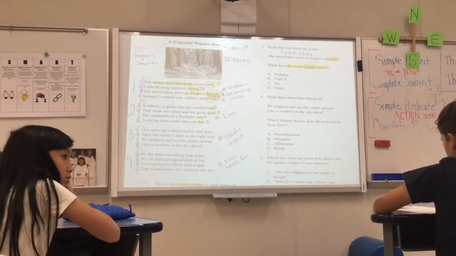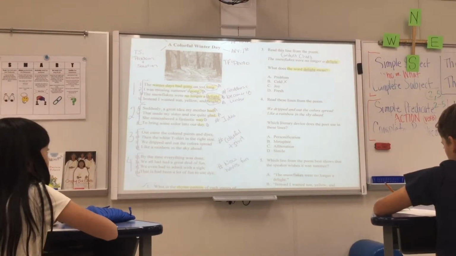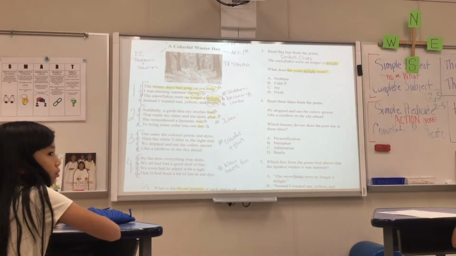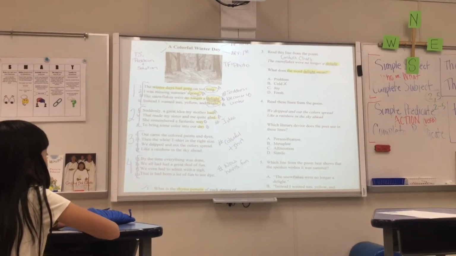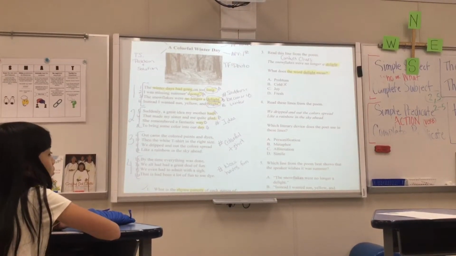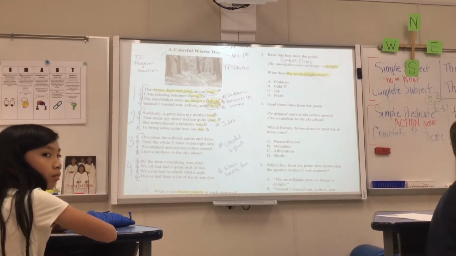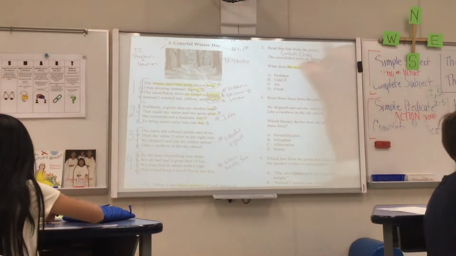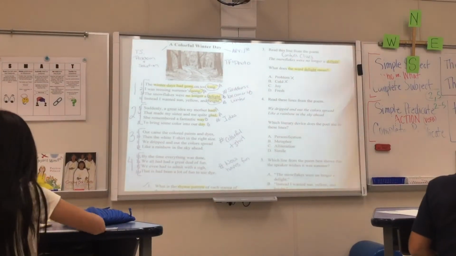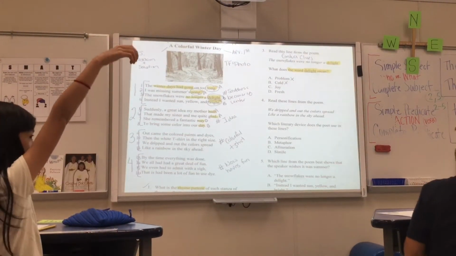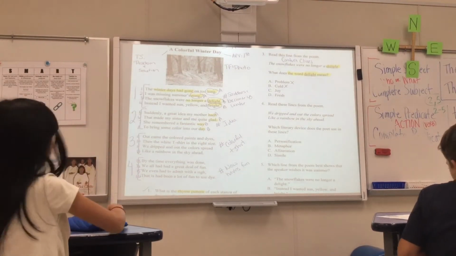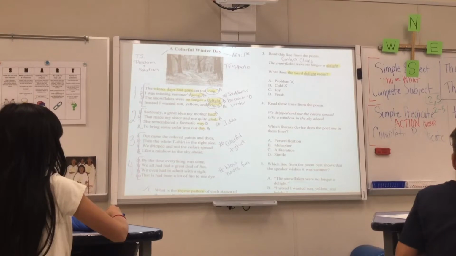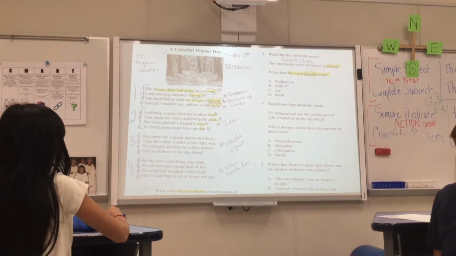Joy? Why joy? What does joy mean? It means like happiness. Okay, delighted. Alex, what were you going to say? I was gonna say problem. Problem? Okay. So let's think about joy and fresh. The snowflakes were no longer a delight. No longer a delight. Instead, I wanted sun, yellow, and bright.